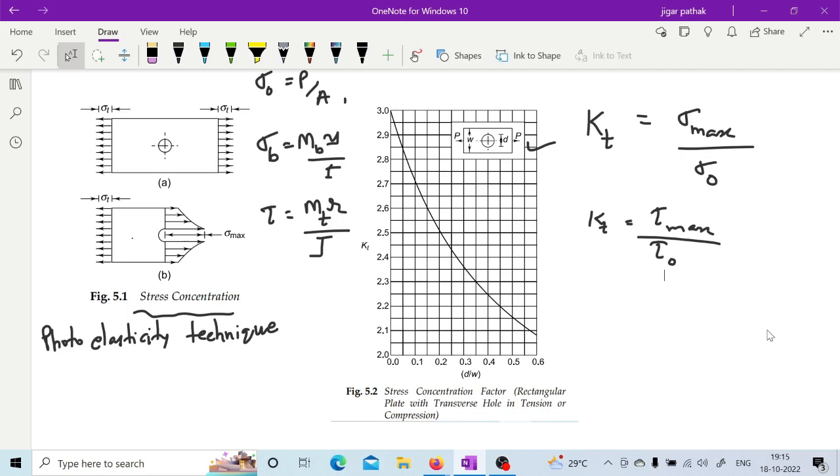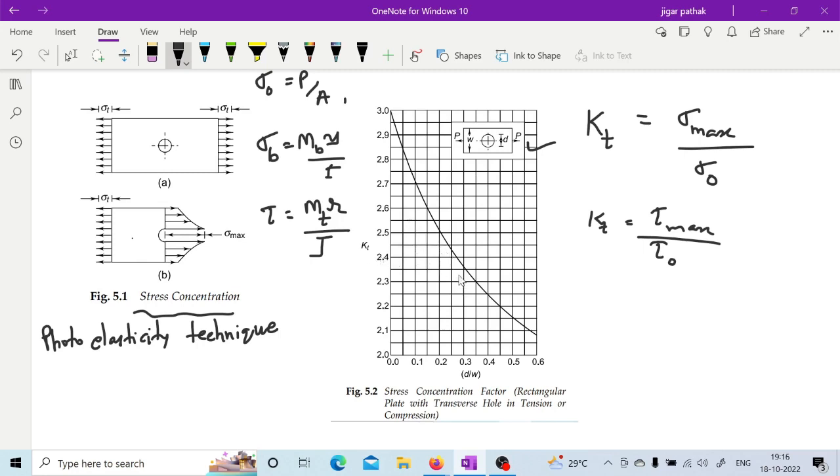Similarly there may be some scratches present on the surface, and those scratches may also lead to stress concentration, right? And these graphs were first prepared by R.E. Peterson. In this particular figure 5.2 which you are seeing, this component is taken, and for this component various ratios of D by W are considered. D is the diameter of the hole and W is the width of the plate. By changing this D by W ratio, the stress concentration factor is plotted.